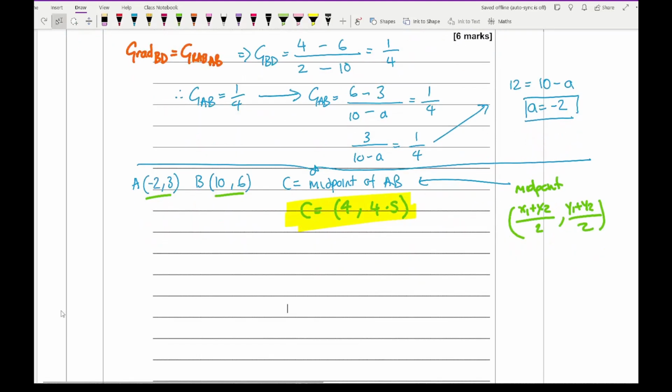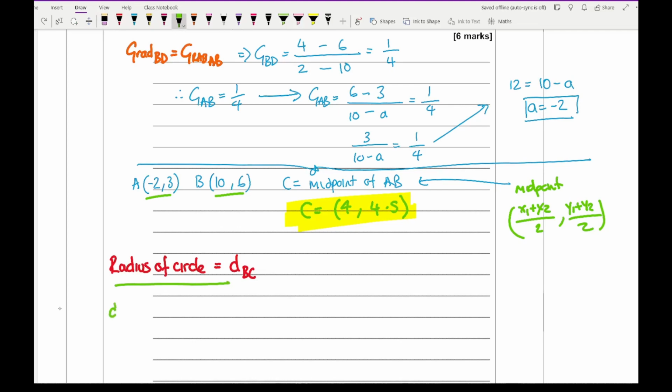We can then work out what the radius of the circle is. So therefore the radius of the circle equals the distance of, let's go for BC. Now you could use A, it's entirely up to you, but I'm just going to go for this one just because we've got positive coordinates.